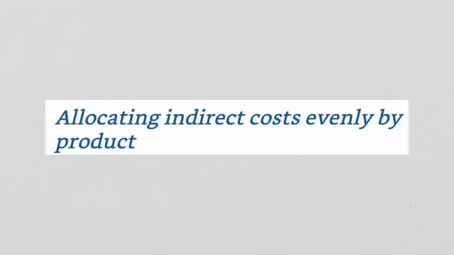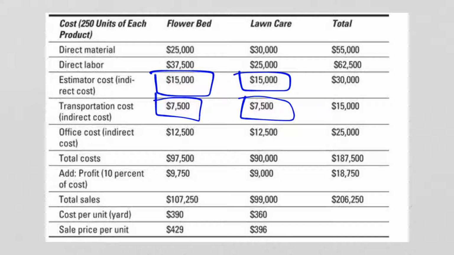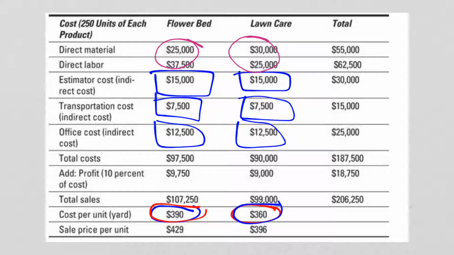First, we can look at what if we just allocated the indirect cost evenly by product. So for the flower beds estimator, we would just split the estimator's cost between the two, and the same thing here for the transportation and the back office. And the result is we would get cost per yard of doing the flower bed, $390, $360 for the lawn care. So let's try to keep those numbers in mind. Remember, the direct materials here and the direct labor is going to stay the same no matter how we do the costing.